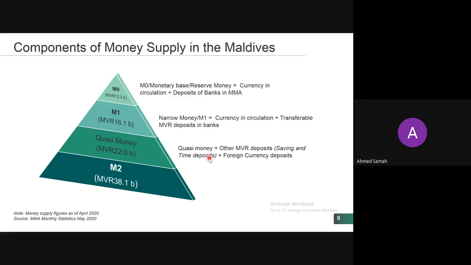Then M2 means the narrow money plus the quasi money. So M2 is the currency in circulation plus transferable deposits denominated in MVR, other MVR deposits and all foreign currency deposits. This is M2, or broad money as we call it in the case of Maldives. So when we talk about the money supply in Maldives, we are mostly referring to M2. So keep that in mind.